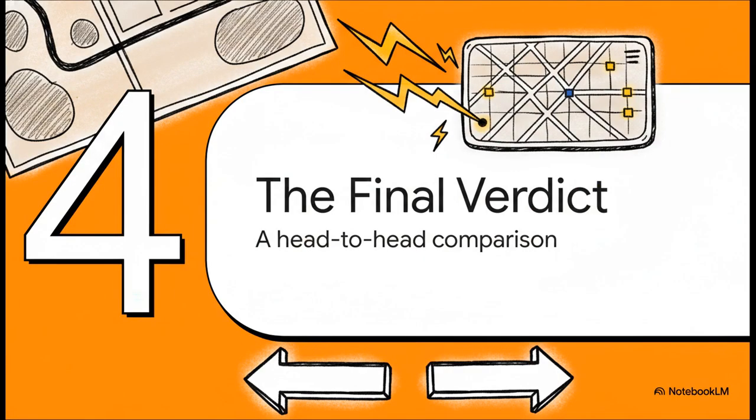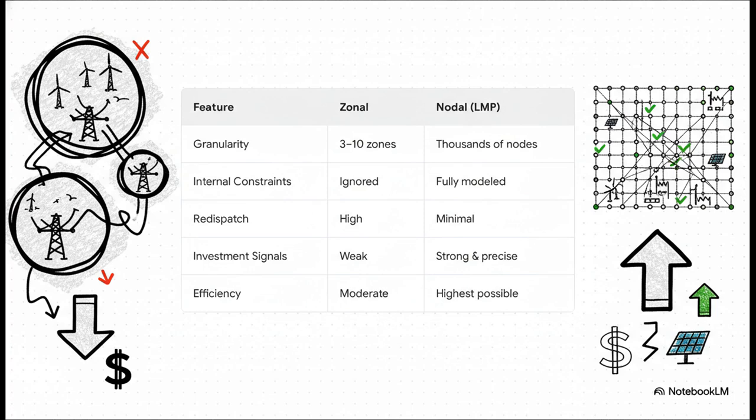All right, so we've looked at the simple map and the super detailed GPS. Let's put them side by side and see how they really stack up against each other. When you lay it all out like this, the trade-offs become crystal clear. Zonal has just a few price points, it completely ignores what's happening inside the grid, and that leads to those massive redispatch costs and really fuzzy signals about where to build new power plants. Nodal, on the other hand, thousands of price points, it fully models the physics of the grid, it nearly eliminates those manual interventions, and it sends surgically precise signals telling you exactly where investment is needed most.